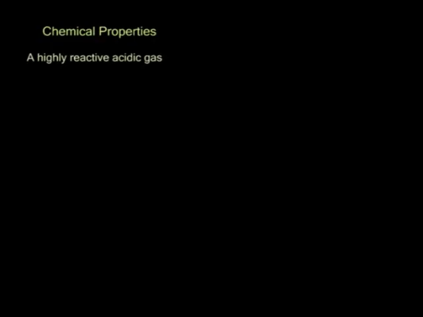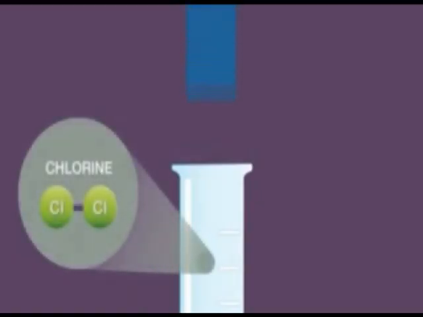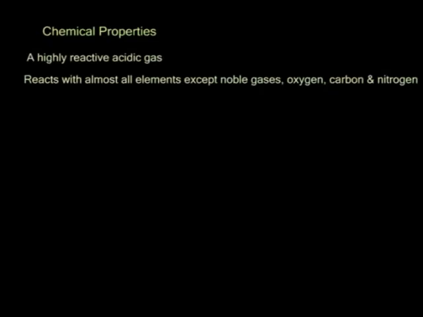Chemically, chlorine is a highly reactive acidic gas. It turns a moist blue litmus paper red, then bleaches it. It reacts with most elements with the exception of noble gases, carbon, oxygen, and nitrogen.